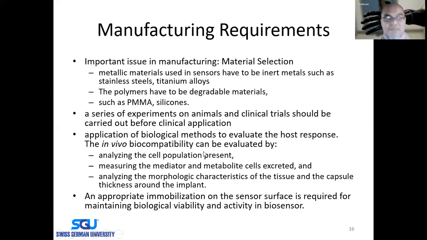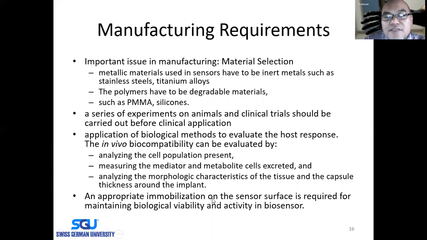The cell population near the implant itself: what is it, how is the condition? What are the mediator and metabolite cells being excreted? After we introduce the implant, are there signs of toxicity or not? Then the morphological characteristics of the tissue. Usually we obtain this using microscopic histological study, whether they form some kind of immune response due to that foreign material, the implantable biomedical sensor introduced into that tissue.